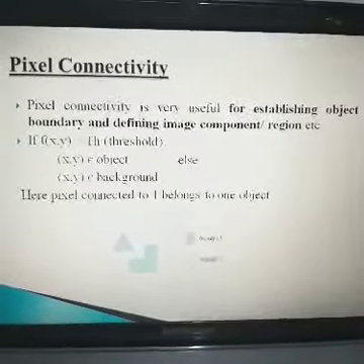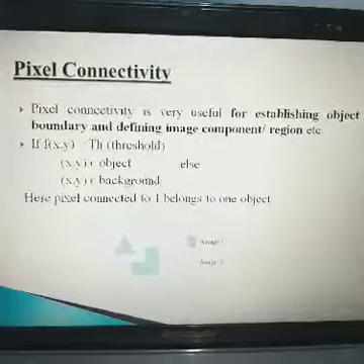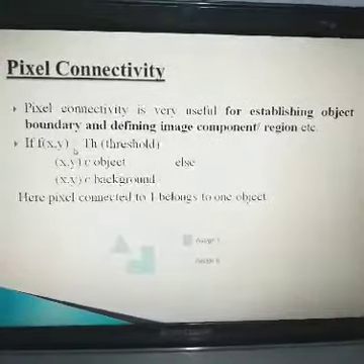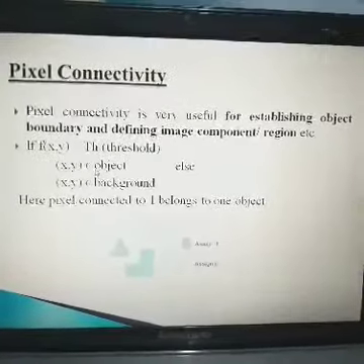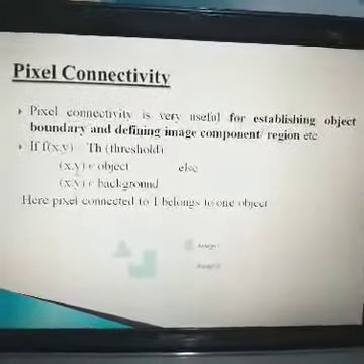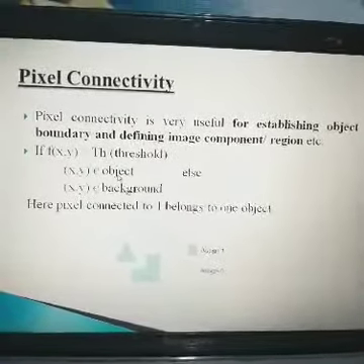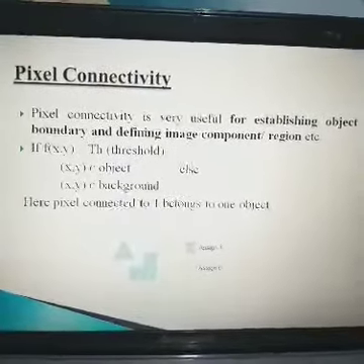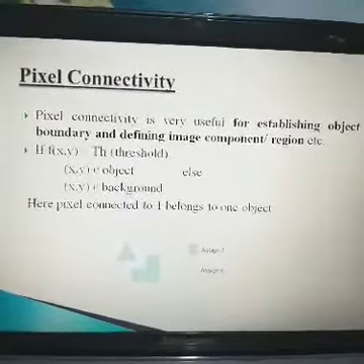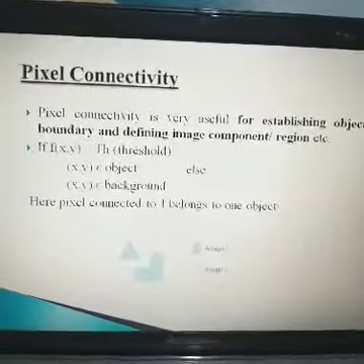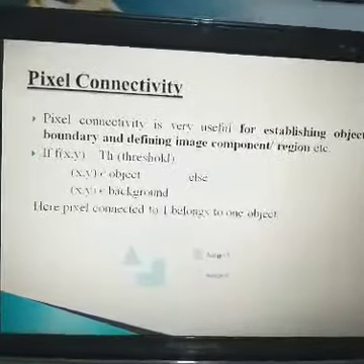So if f(x,y) represents an image, any image is represented by the function f(x,y). If f(x,y) is greater than the threshold value, then x and y either belong to an object or to the background. If it belongs to an object, it is represented by 1. If it is not, it is represented by 0, which represents the background.